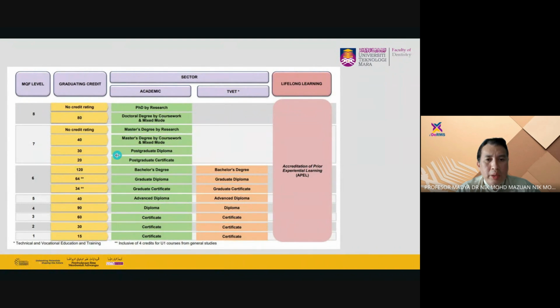All right, so this is what we have in our faculty. We even have diploma in our faculty, so our diploma should follow this: MQF level 4, graduating credit is 90. It is 90 credit hours. So this is quite common for everyone to understand the whole concept of this.